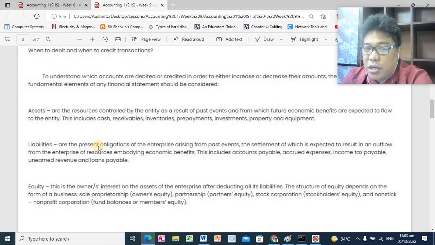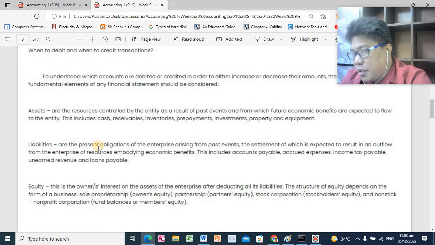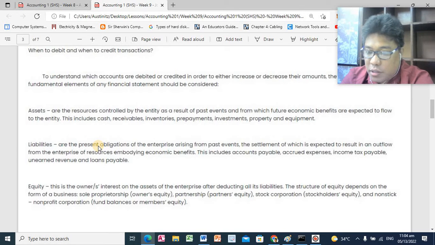This includes cash, receivables, inventories, prepayments, investments, property, and equipment, just like what we have studied in the previous lessons. Again, in simple terms, assets are anything that can be turned into cash in the future.